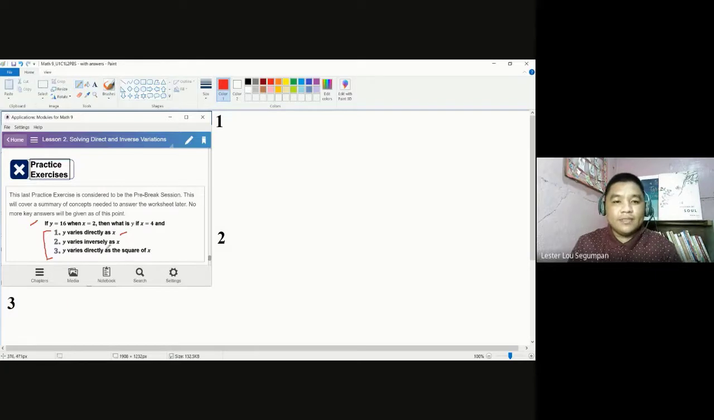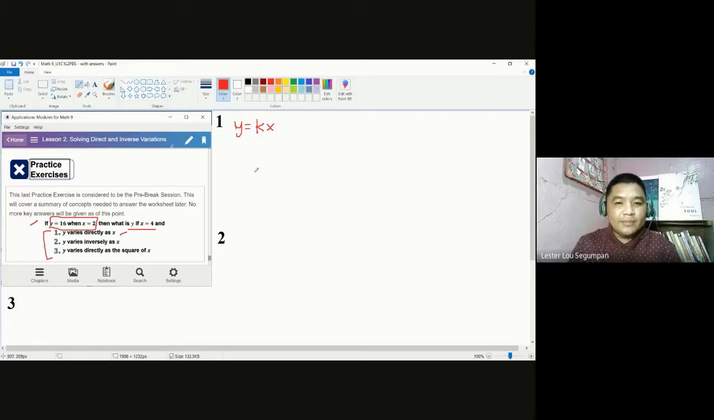Since all of these items are under different scenarios, different types of variation, we have different ways to solve the value for the constant of proportionality, or we use k for that. So for number one, varies directly. Our equation is y is equal to kx. We are going to use the first pair of values to solve for the value of k, the constant of proportionality. That value of k will be used later on to solve for the unknown in the continued situation.